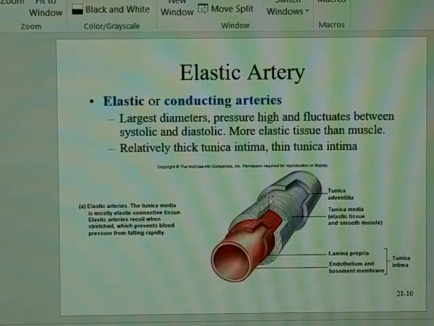Think about your aorta leaving the heart. The aorta leaving the heart is a very huge elastic artery, and it can withstand those pressures because it has that elastic tissue, and it can change with the beating of the heart.